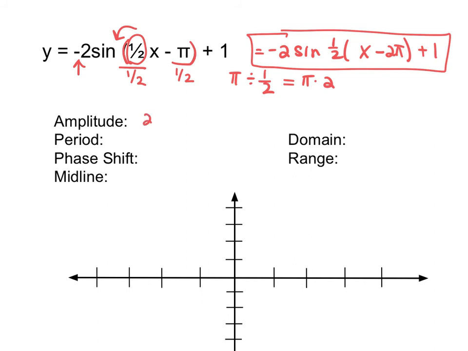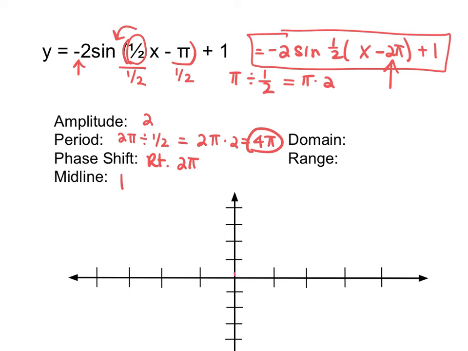Our amplitude is 2. Period is 2 pi divided by b, and my b is 1/2. So this is the same as 2 pi times the reciprocal, which is 4 pi. And those are the hardest parts about this. Doing the math there, people make mistakes. Phase shift, we are going right pi over 2 pi. And the midline is at 1.